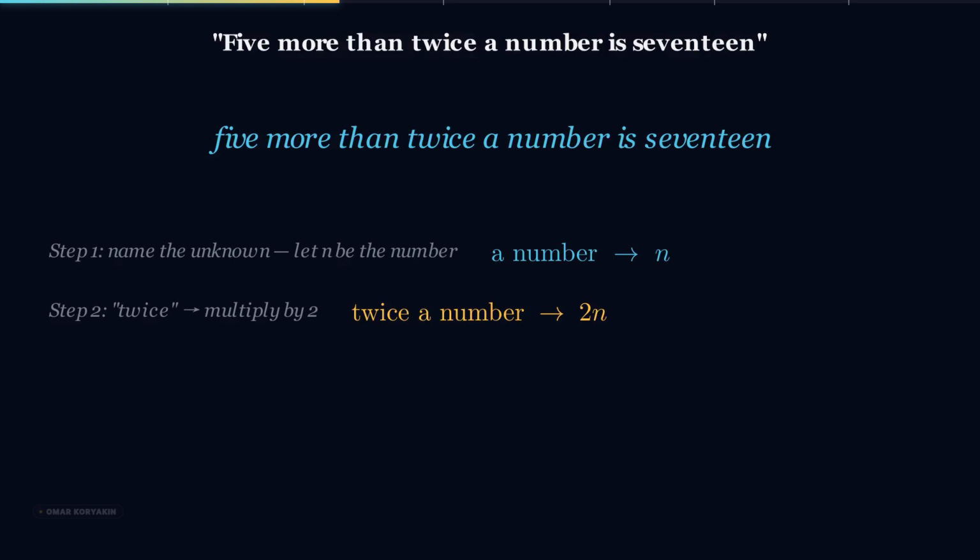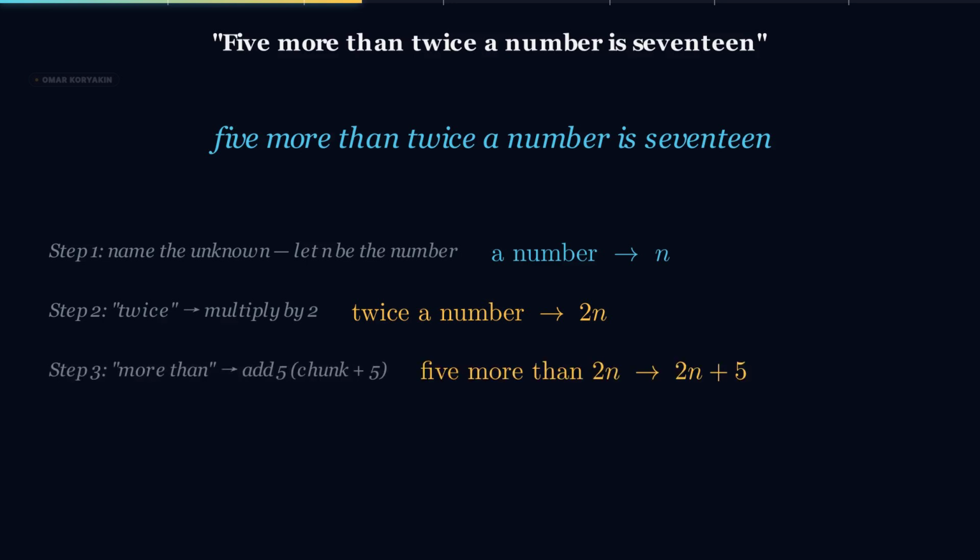Step 2. Recognize each keyword and its operator. The word "twice" means multiplication by 2, so twice a number becomes 2 times n, written as 2n. The phrase "more than" means addition with a flip, so 5 more than the previous chunk becomes the previous chunk plus 5. The word "is" means equals, so the right side of the sentence becomes the right side of the equation.